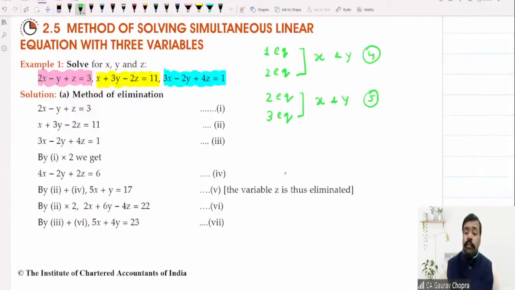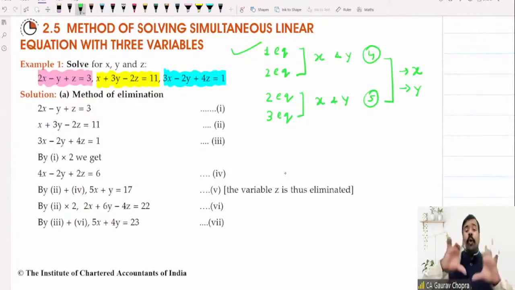Now we have to solve equations 4 and 5 to get the value of x and the value of y. Once we find these values, we have to substitute these 2 in equation number 1 or 2 or 3 to get the value of z.